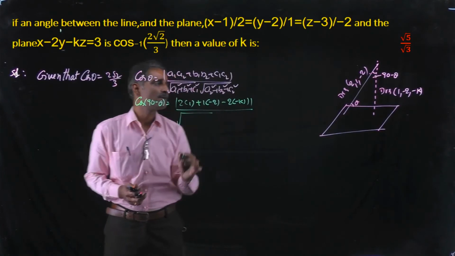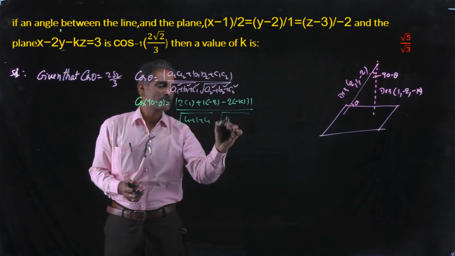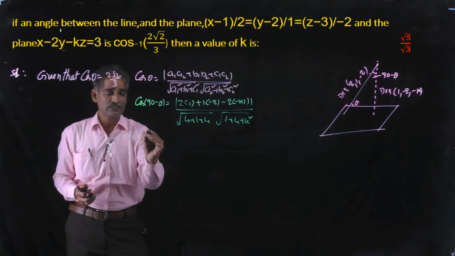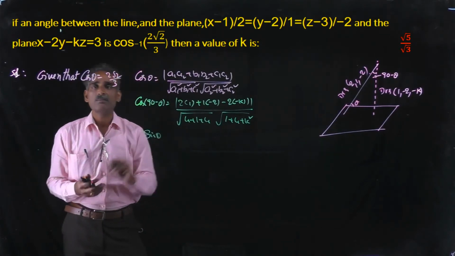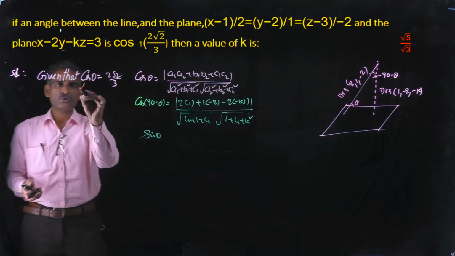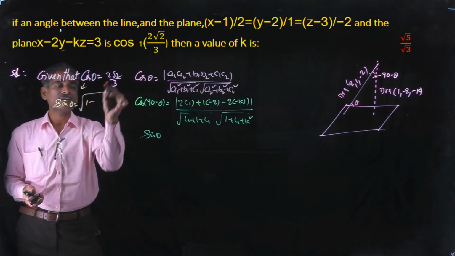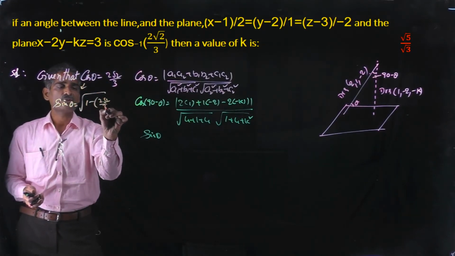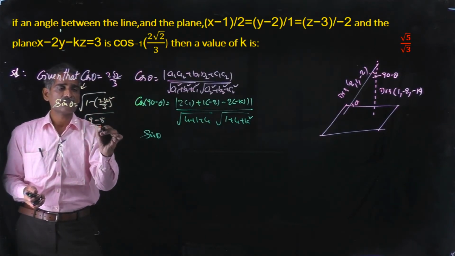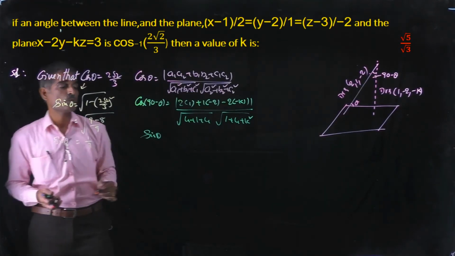The root of a square plus b square plus c square, a2 square plus b2 square plus c2 square. So here this is nothing but sin theta, but we have given cos theta equal to 2 root 2 by 3. So now from this, what is sin theta? Sin theta is equal to root of 1 minus cos square theta, 2 root 2 by 3 whole square, that is equal to 9 minus 8 by 9, that is equal to 1 by 3. Sin theta is equal to 1 by 3.